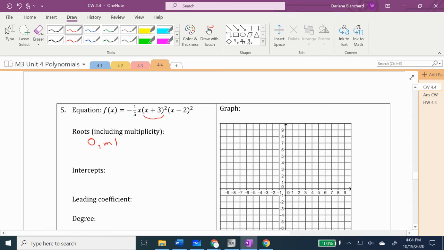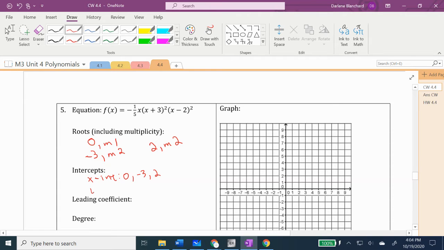Then I have x plus 3 squared. Negative 3 makes that equal 0. And there is a 2 exponent, so it has multiplicity 2. Then I move on to my next factor, x minus 2 squared. The x value of 2 makes that equal 0. Its multiplicity is 2. These three roots are the x-intercepts, and all you need to do is list them, 0, negative 3, and 2.